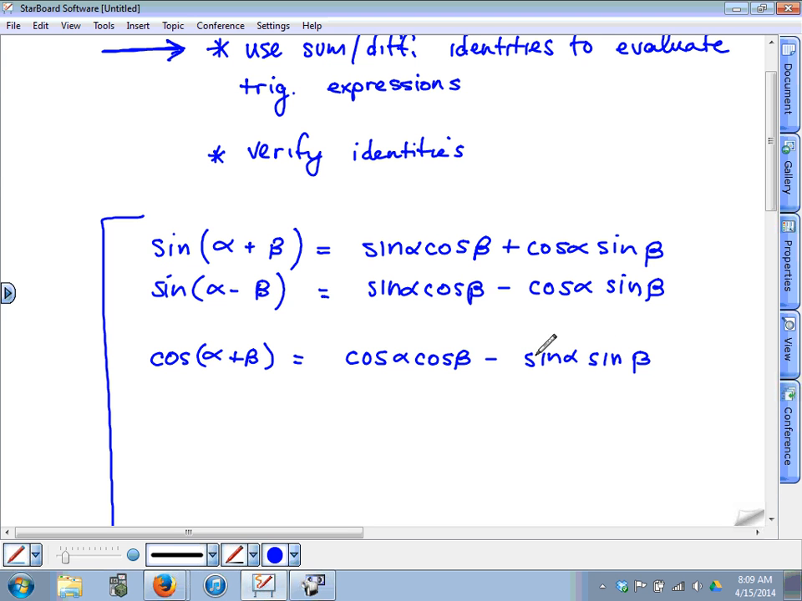So the sign switches. But if you're doing the sum or difference of sine functions, if there's a plus, if you're taking the sum of two angles, then you're taking the sum of these two expressions. So if we're doing the cosine of alpha minus beta, it's going to be cosine alpha cosine beta plus sine alpha sine beta. Those are the two identities for the cosine.